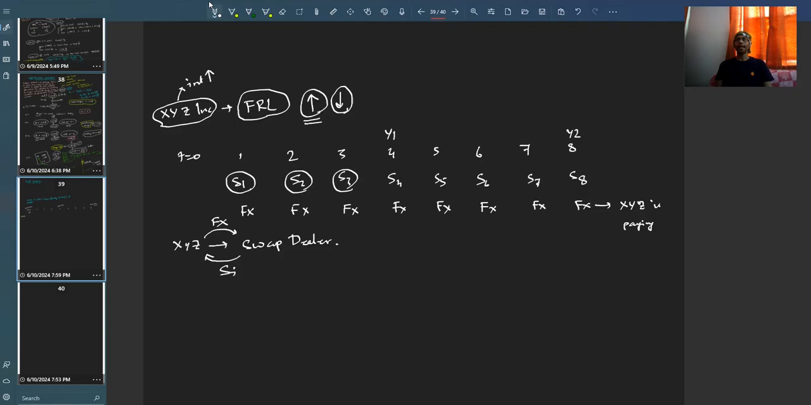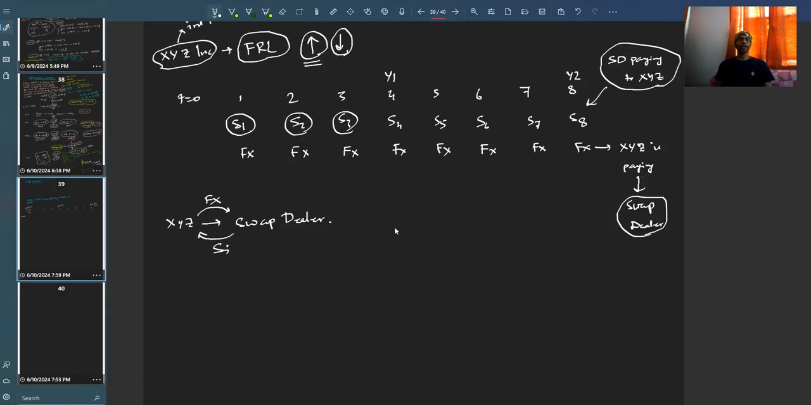And it is paying to whom? It is paying to the swap dealer. And in exchange, these floating rates, S1 till S8, are being paid by the swap dealer to XYZ. So these variable payments are being paid by the swap dealer to XYZ. Okay. So this is a fine setting.